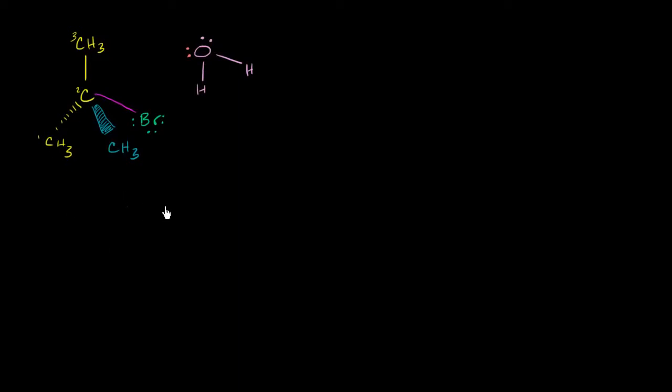Let me write that out. This is, give myself some space, propane. And then on the number 2 carbon, I have both a methyl group and a bromo group. And bromo comes before methyl in alphabetical order, so I could write this as 2-bromo, 2-methyl propane. So that's this molecule that we have right over here.